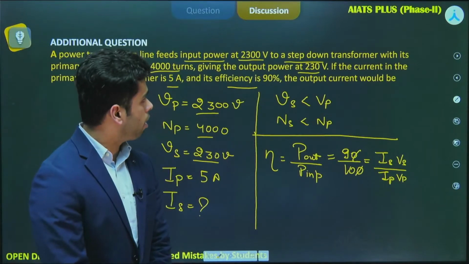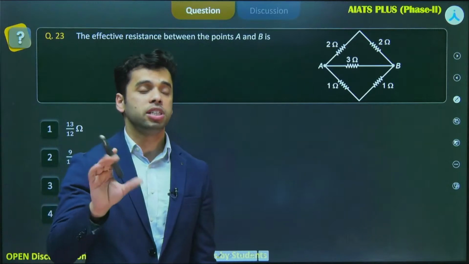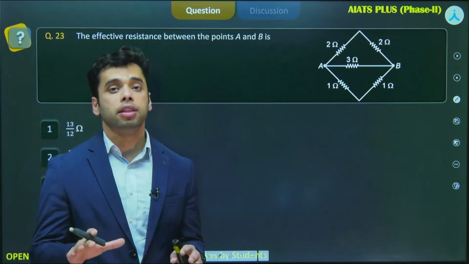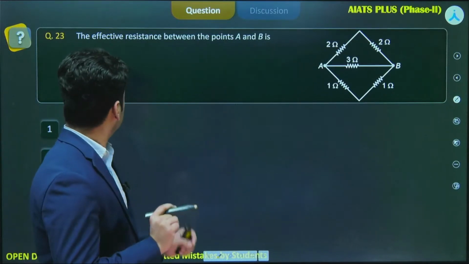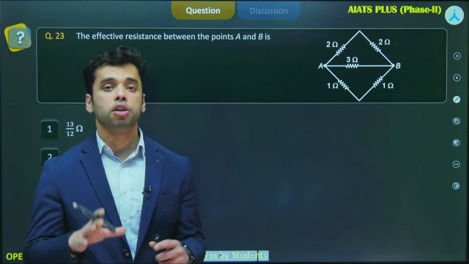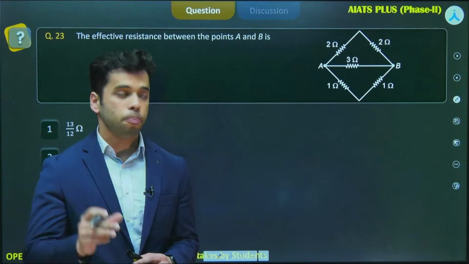Now let's move to the next problem, and it is a problem based on the chapter of current electricity, and it was problem 23 in the original paper. It says that the effective resistance between the points A and B is. So you need to find the effective resistance between the point A and the point B.